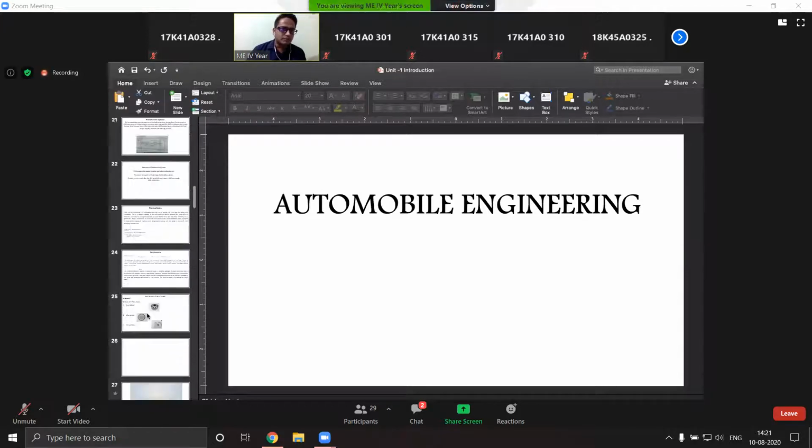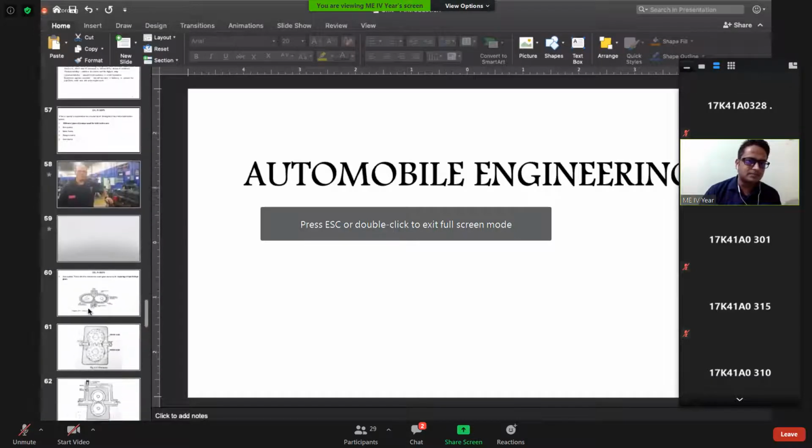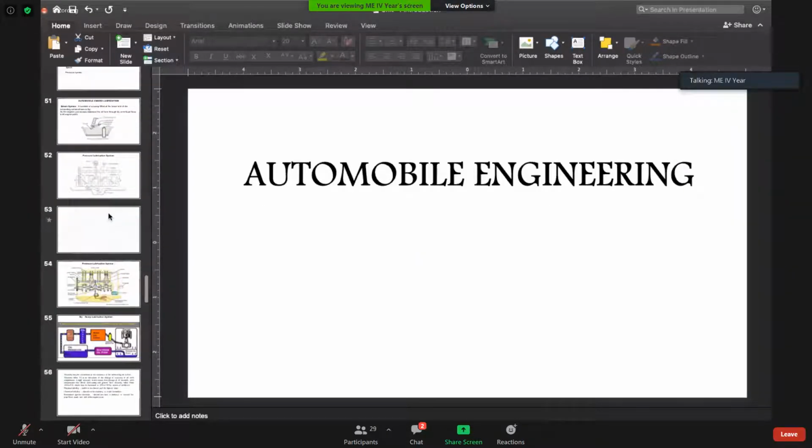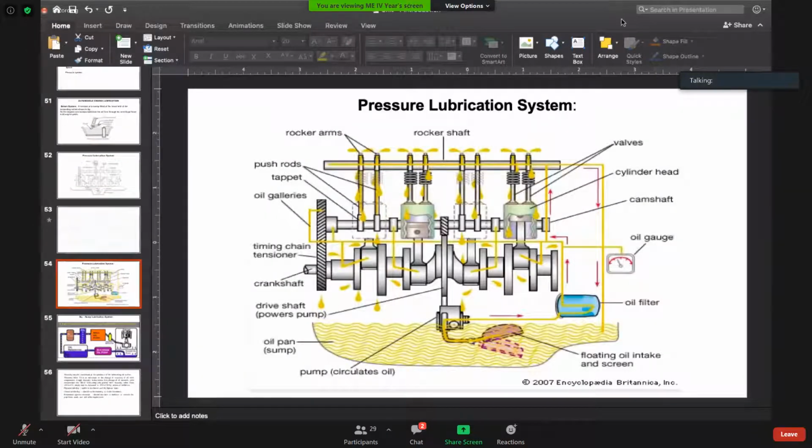So that day we were discussing the lubrication system. Yeah, you have drawn these diagrams now. Yes. A fast recap: any one of the students who can describe this figure that is on your slide.